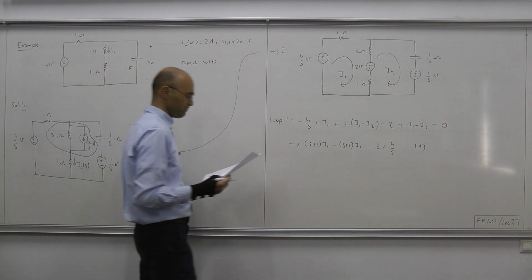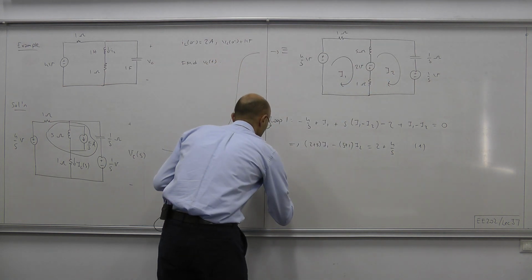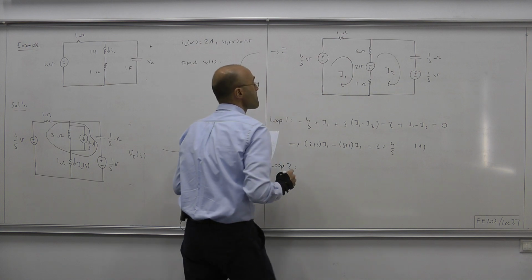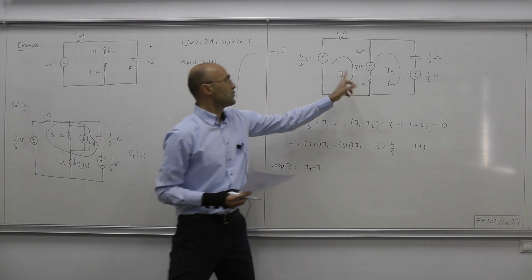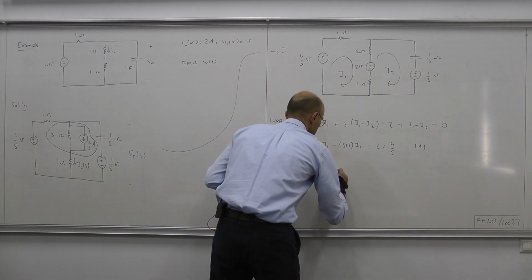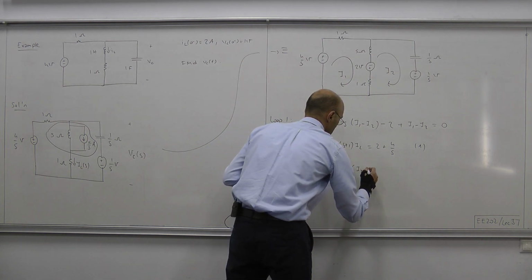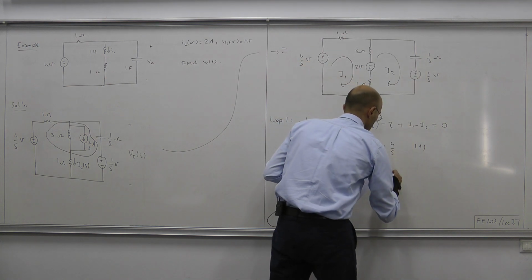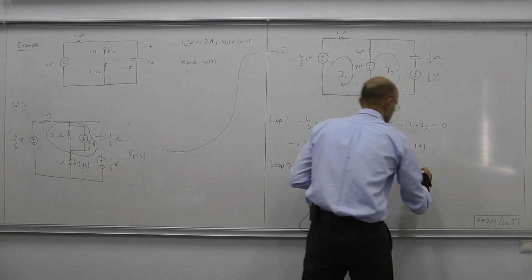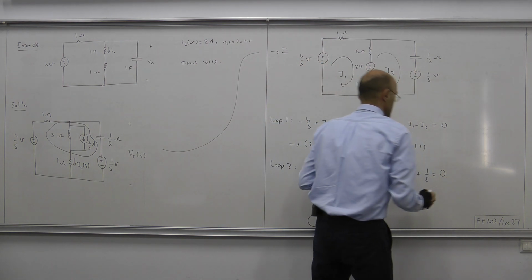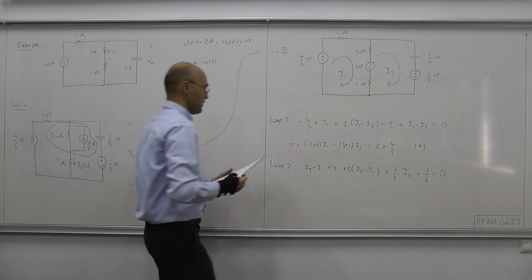Let's do the same thing for the second mesh. Starting from this point and going clockwise, we have 1 times (I2 minus I1), then the voltage of the voltage source, 2 volts, then plus S times (I2 minus I1), and then here plus 1 over S times I2, and finally plus 1 over S, the voltage of the voltage source, and that equals 0.